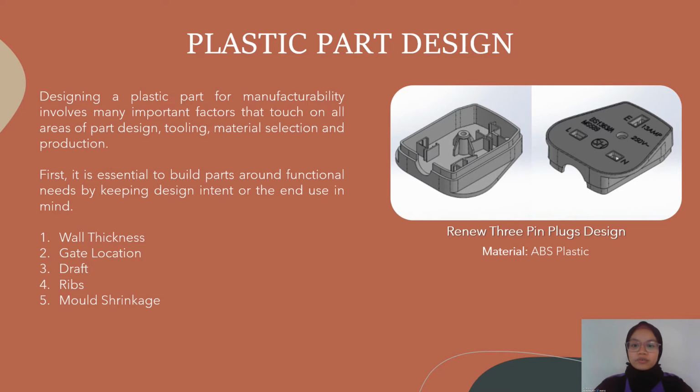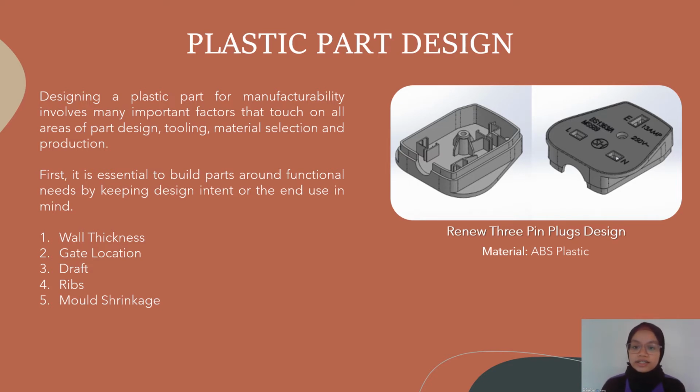Designing a plastic part for manufacturability involves many important factors that touch on all areas of the part: design, tooling, material selection, and production. First, it is essential to build parts around functional needs by keeping in mind the design intent. Here are several important factors to consider to meet your plastic part design goals for a successful production process.